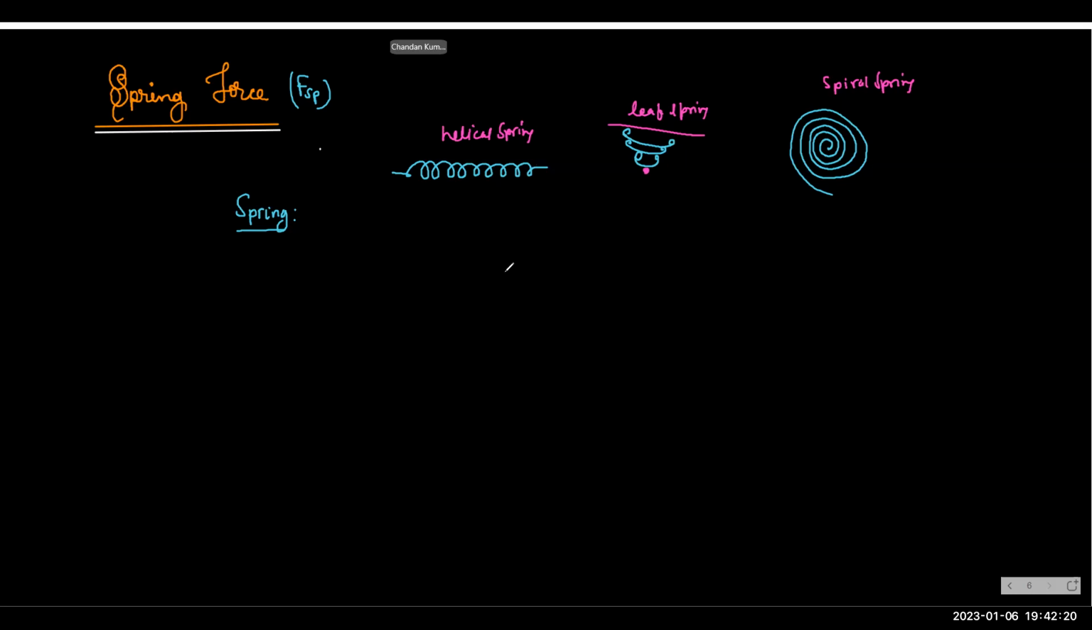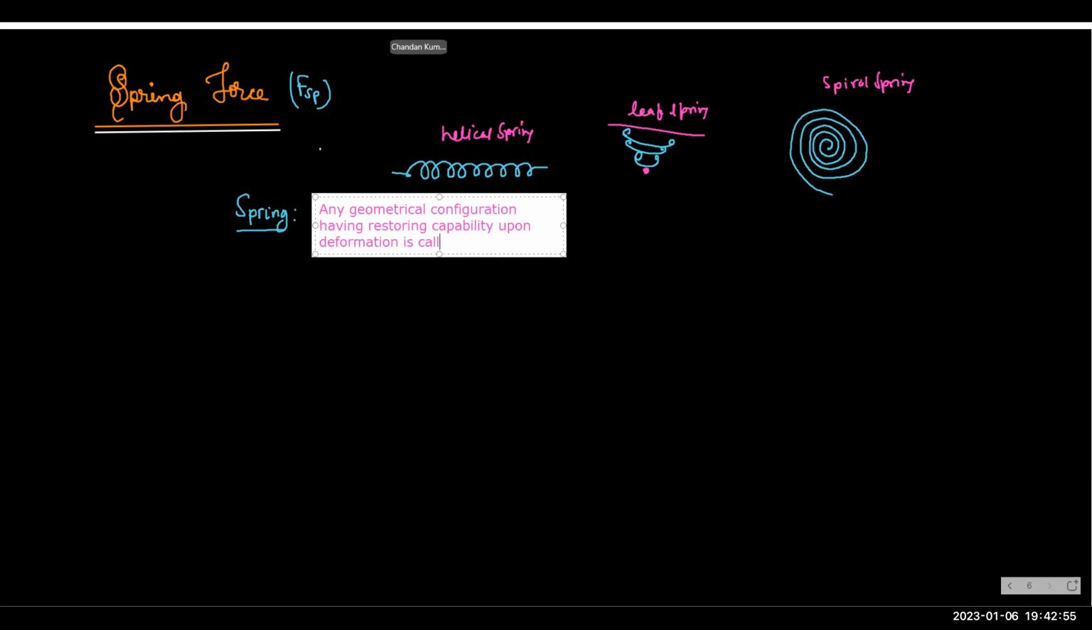So a spring is any geometrical configuration which has the restoring capability upon deformation. So what you can define here? Any geometrical configuration having restoring capability upon deformation is called a spring. So that is the spring definition.